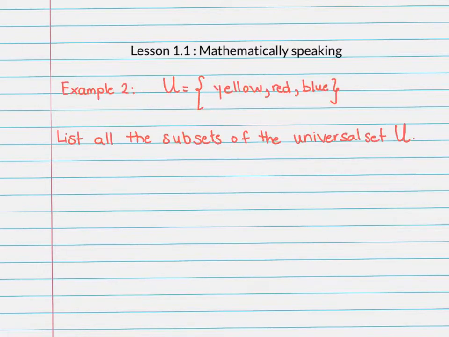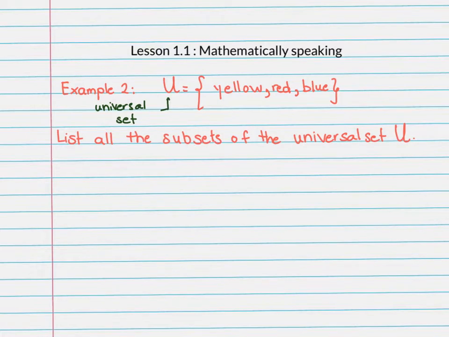Example 2. You have the universal set U, yellow, red, blue. So here we have the universal set. As I told you, the universal set is usually given. It has 3 elements and they are yellow, red, and blue. The question is, list all the subsets of the universal set U. Remember, subsets are the sets that come from the universal set.